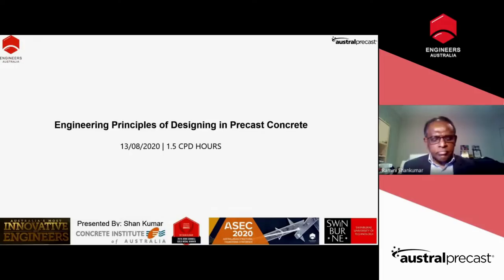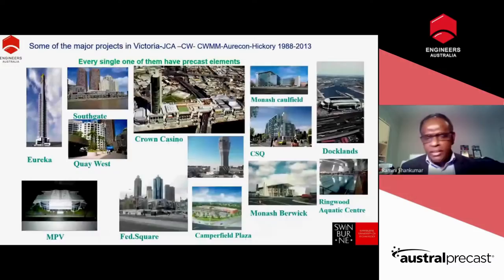So let's start to see what we have achieved with precast construction. A lot. Look at the very first structure. She is pretty tall and slim, like a fashion model, the Eureka Tower, which has got so many precast elements in it. And look at the Crown Casino. You would have been there, and yes, we have used an enormous number of precast. Look at the other one, standing there, the Melbourne Central Tower, which has got precast in it. So you name it, every single one of them has got the precast elements that we have incorporated.